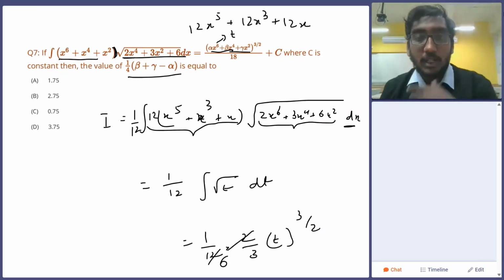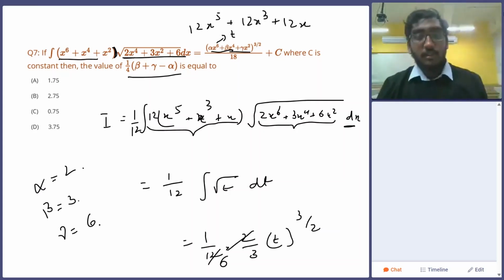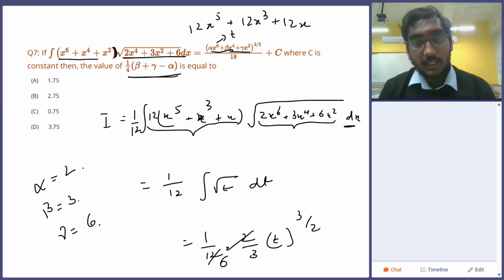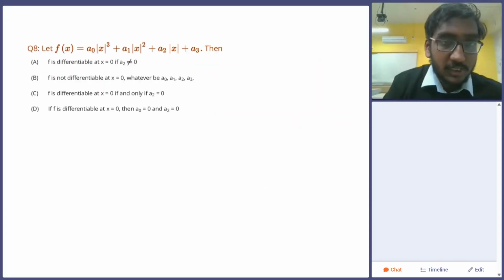So that means alpha is 2. Clearly alpha is 2, right? Beta will be 3 and gamma will be 6. So now you can find what they are asking: beta plus gamma minus alpha. It will be 7 upon 4, that is 1.75. Yeah. We will move to the next question.